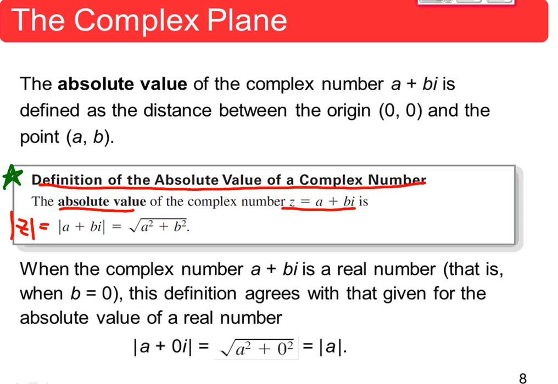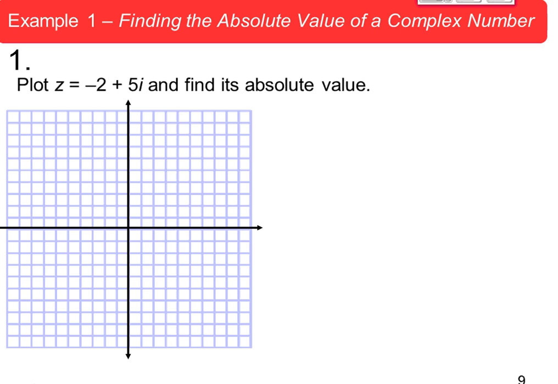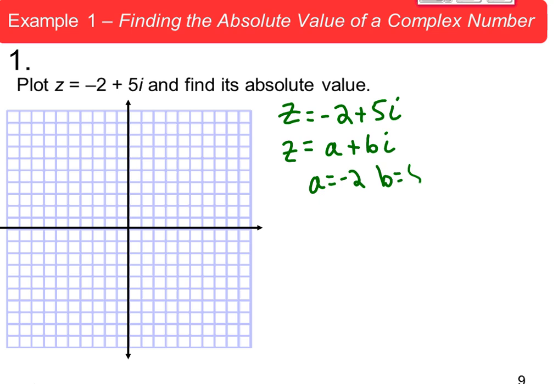And so then we're going to do a problem where we're going to put that in the complex plane. If you have graph paper handy, that would be great. Otherwise, doing this on notebook paper shouldn't be bad either. And so this says plot z, which is -2 plus 5i, and we're going to plot that as a point and then find its absolute value. So remember, z equals a plus bi. That means a is -2, b is 5, and so our point that we're going to plot is -2, 5.